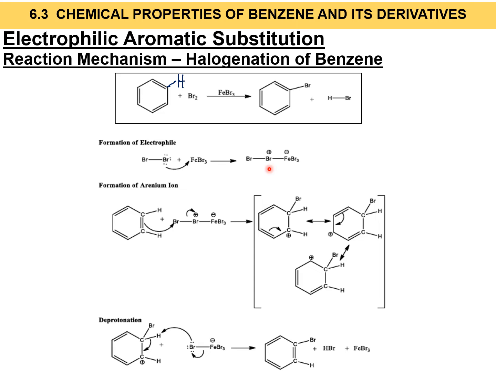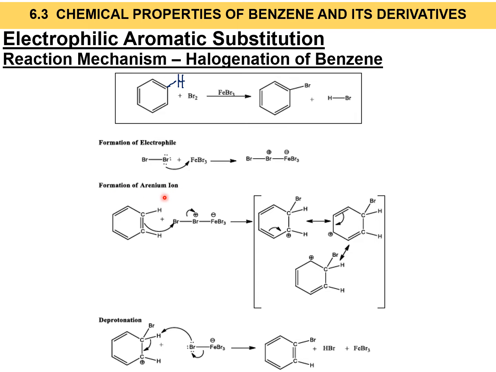So the one yang jadi cation here adalah Br, because dia yang donate electron, yang accept electron adalah FeBr3, so that's why dia akan dapat negative sign here. Makanya terjalinlah bond between Br dan juga FeBr3. So this whole thing adalah electrophile. Untuk kita gunakan for the next step adalah formation of arenium ion.